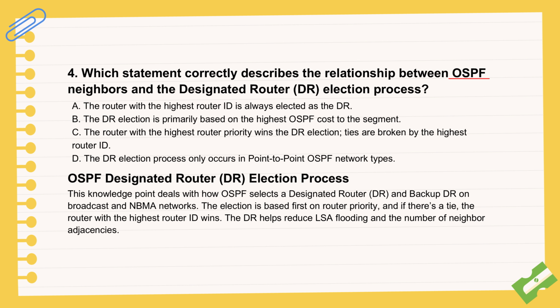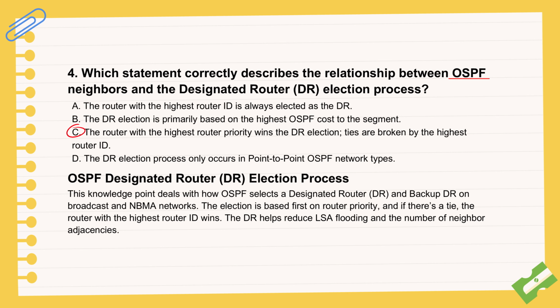The number one criteria is the configured OSPF router priority. Highest priority value wins. That router becomes the DR. Priority first, so the router ID is just a tiebreaker. Exactly. Only if priorities are equal does the highest router ID decide the winner.